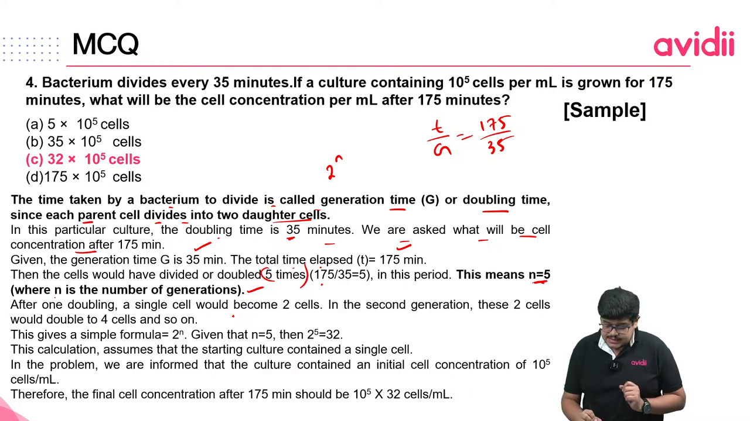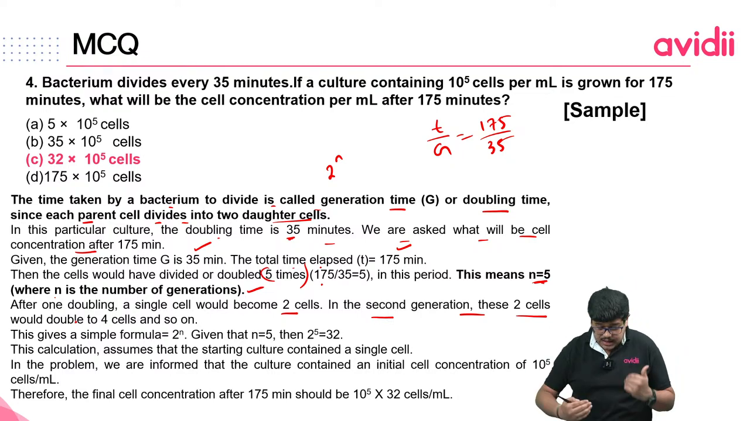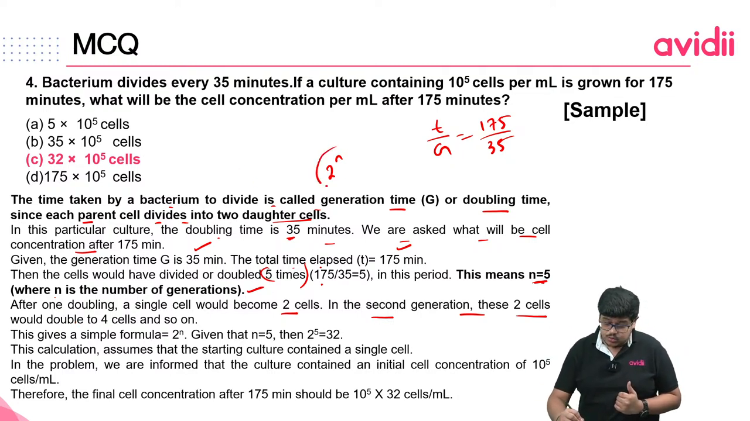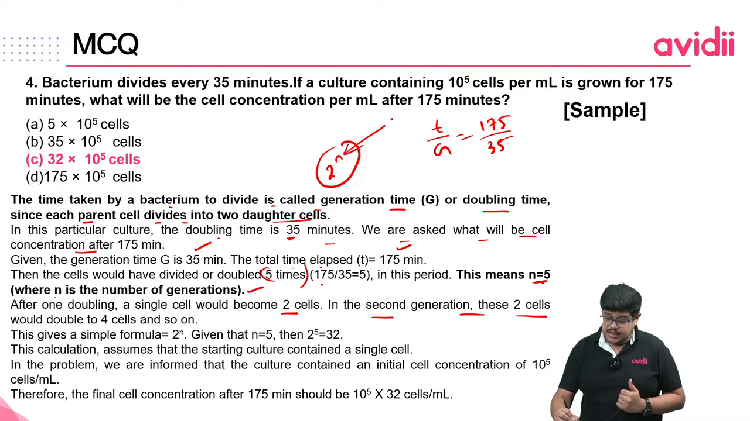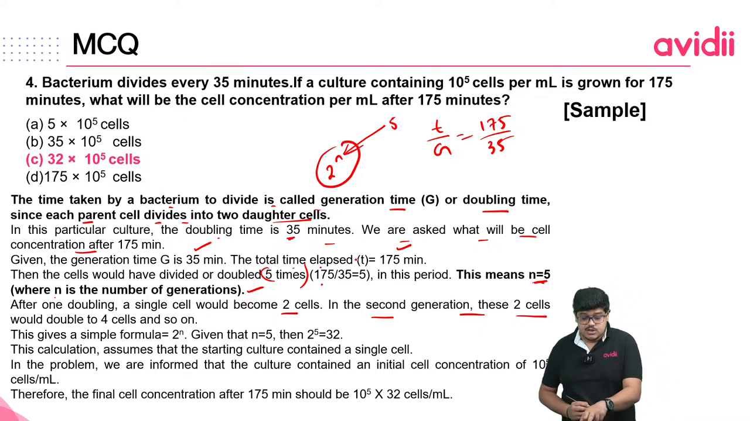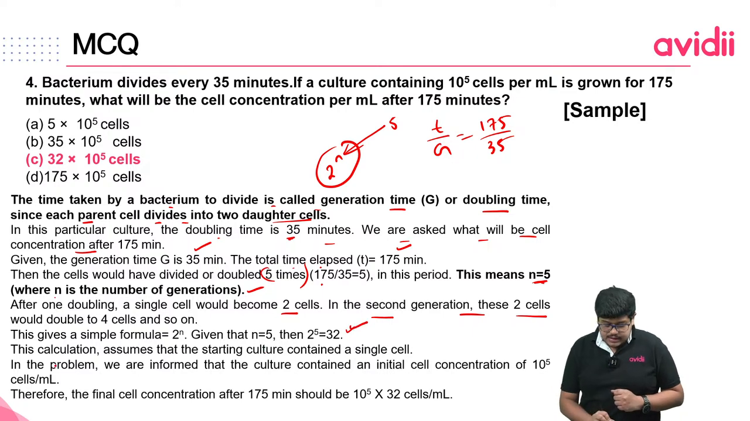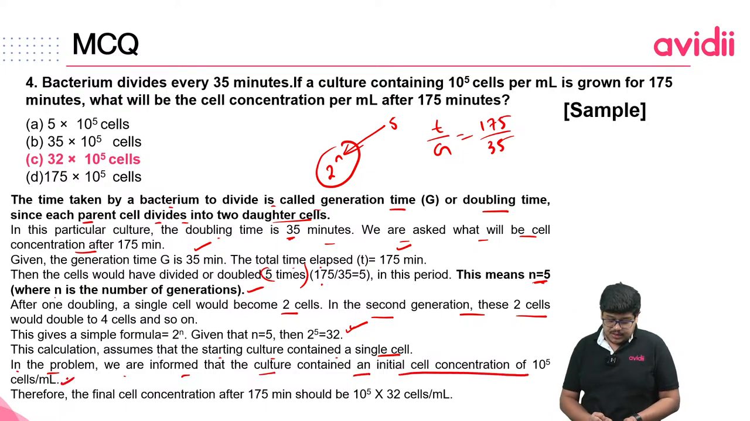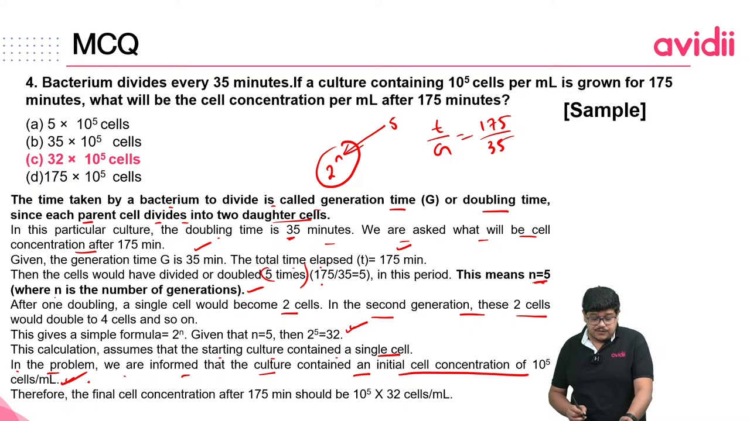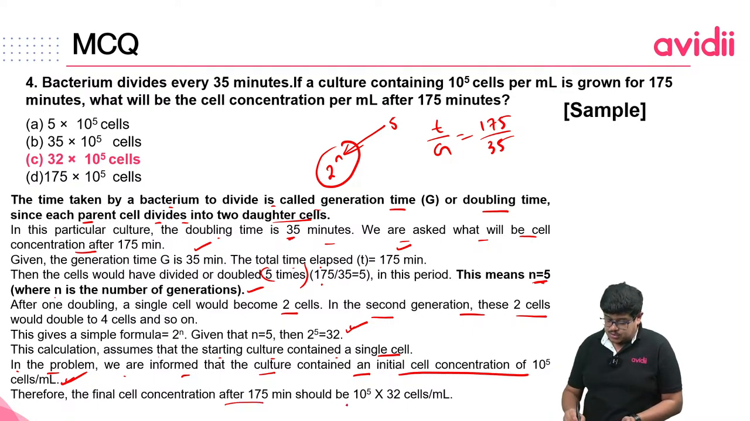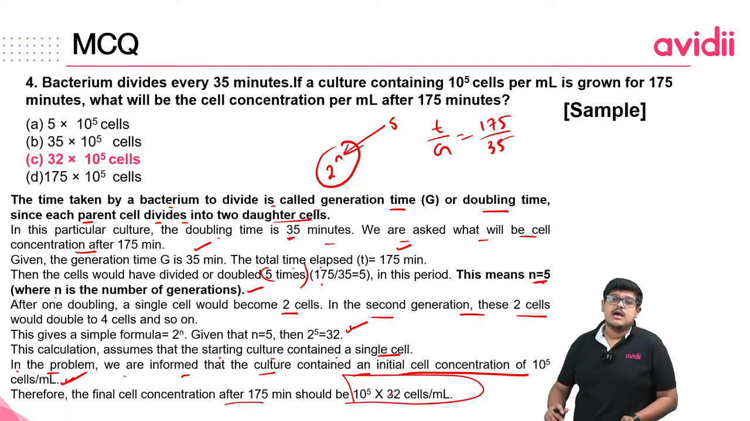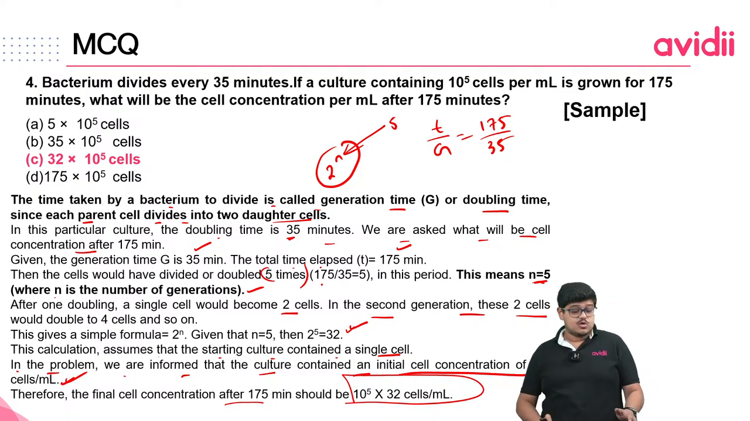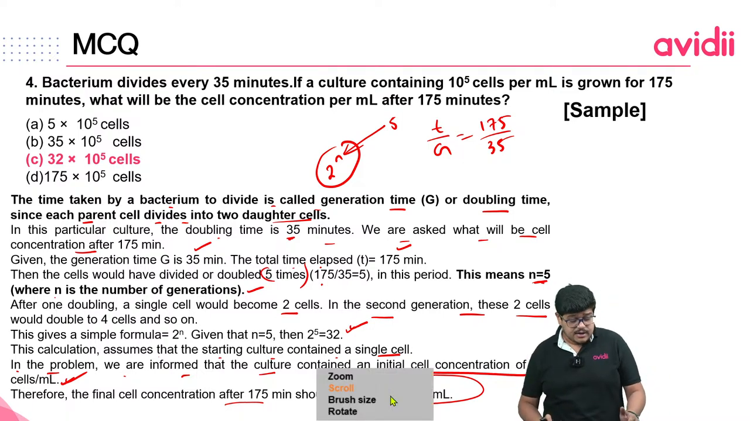So after one doubling, a single cell becomes 2 cells. In the second generation, these 2 cells become 4, and so on. Then the simple formula is 2 to the power n, where n is 5 in this case. So 2 to the power 5 gives 32. This calculation assumes the starting culture contained a single cell, and in this problem the culture contained an initial concentration of 10 to the 5 cells per ml. Therefore, the final concentration after 175 minutes should be 10 to the power 5 into 32 cells per ml. So this is how you need to solve these types of questions that come in your NEET exam.